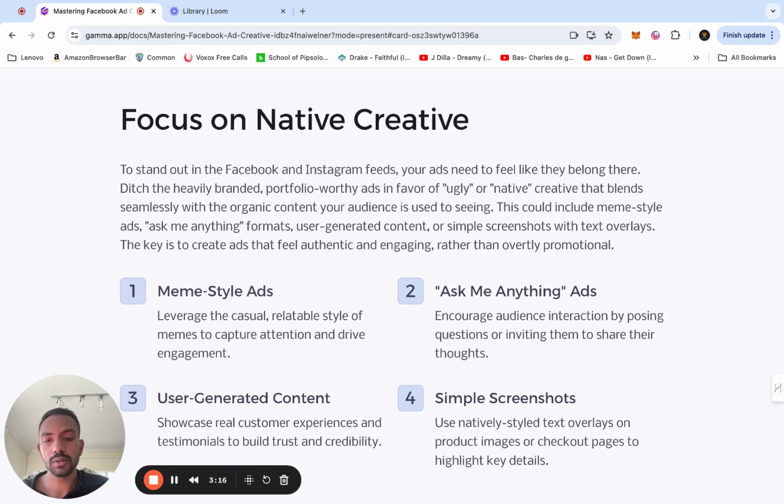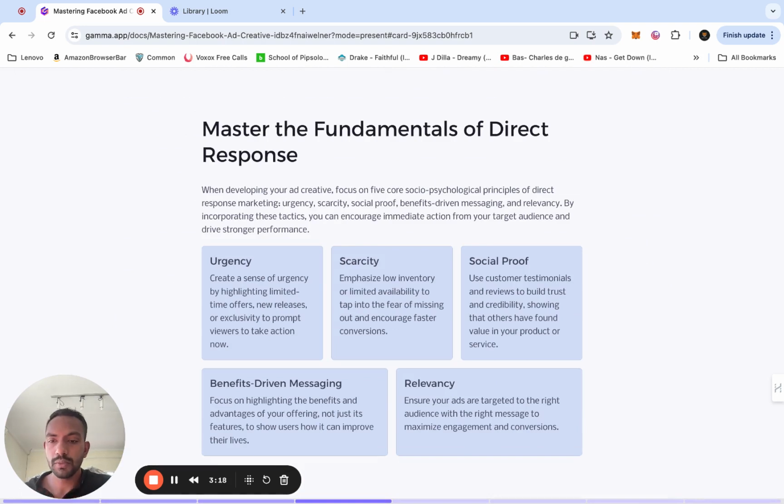Now, what does mastering direct response mean? It means that you need to focus on five socio-psychological principles in direct response marketing, and that is urgency, scarcity, social proof, benefit-driven messaging, and relevancy.